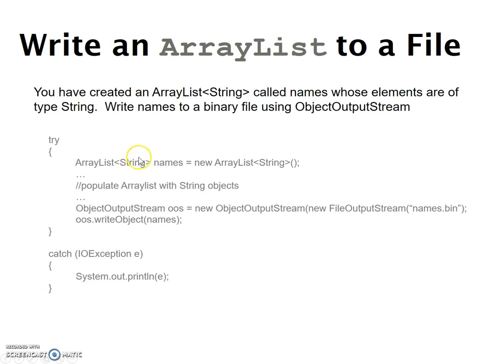So you've created this array list of type string, and you've called it names. And you want to write that to a binary file using the object output stream. So here I've created my array list. Here I've populated it with some string objects. Now I've created an object output stream. This is the file that I want it to be saved in. And notice all I have to do is say writeObject names, and it automatically goes and finds the writeObject for array list, and it takes this array of strings and converts it into a string. One line of code. Pretty cool.